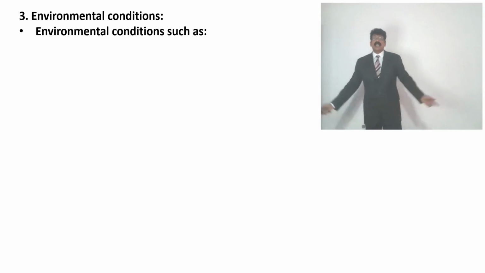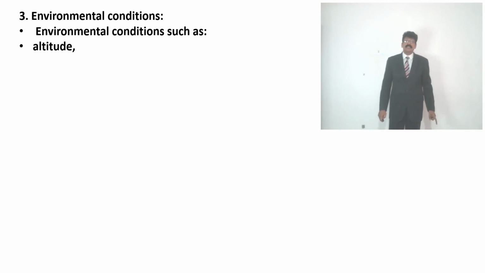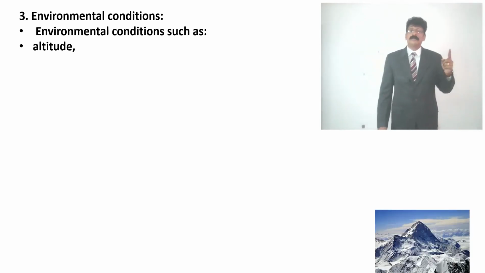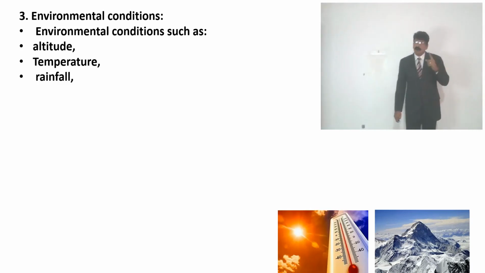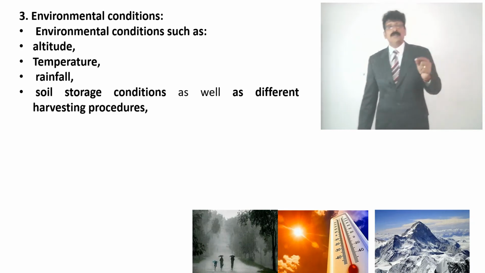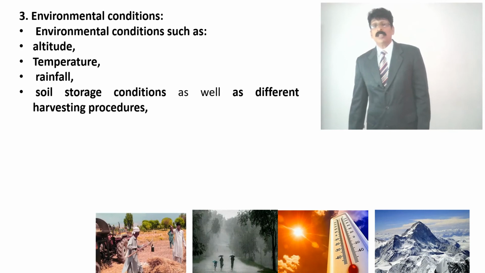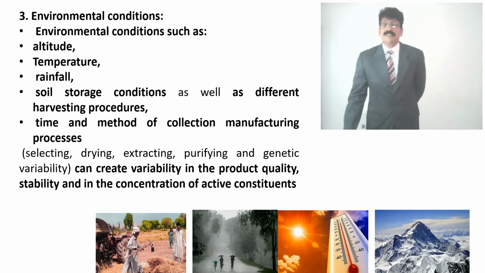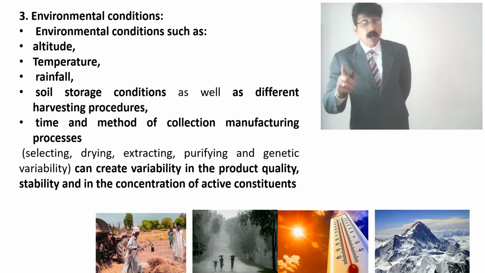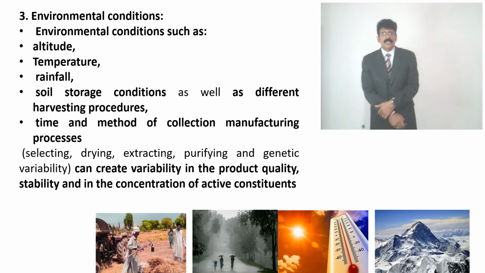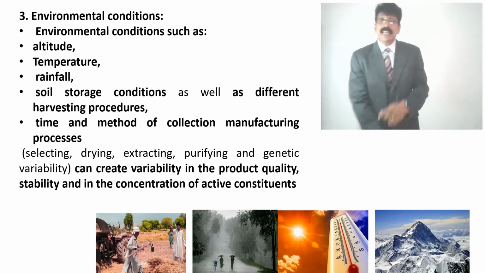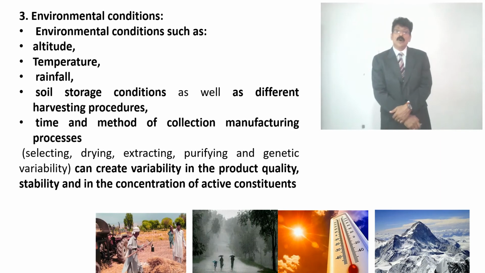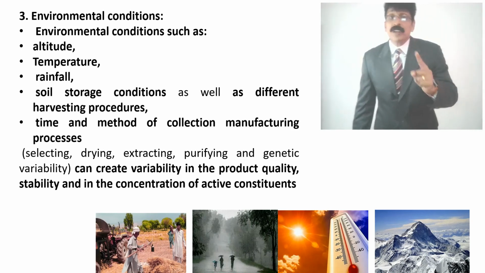The third one is environmental conditions. Environmental conditions such as altitude, temperature, rainfall, and soil condition, as well as different harvesting procedures, time and method of collection, manufacturing process, even post-harvesting processes like drying, extracting, purifying, and genetic variability can create variability in the product quality, stability, and in the concentration of the active constituents.